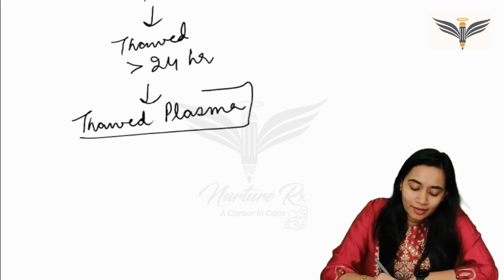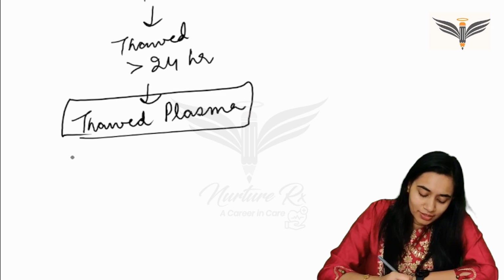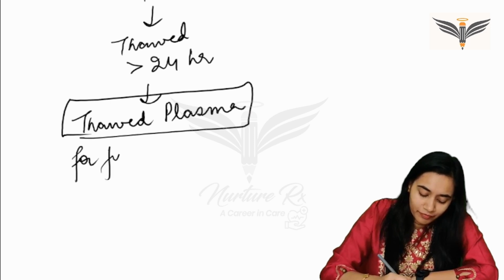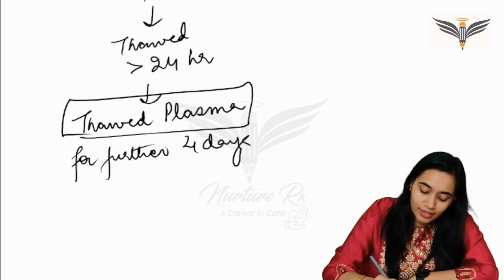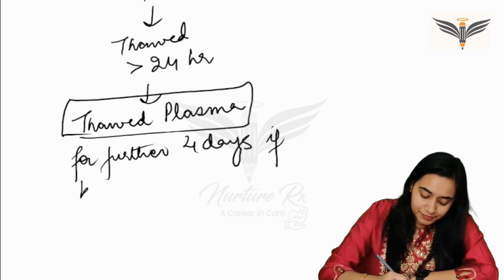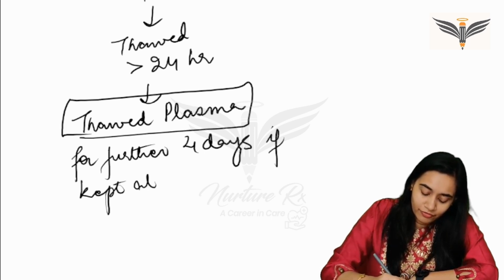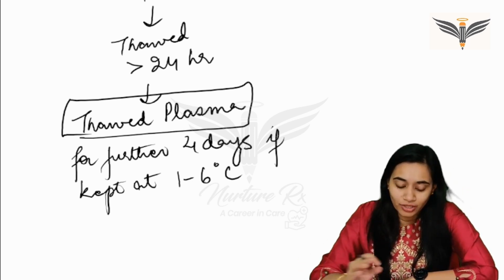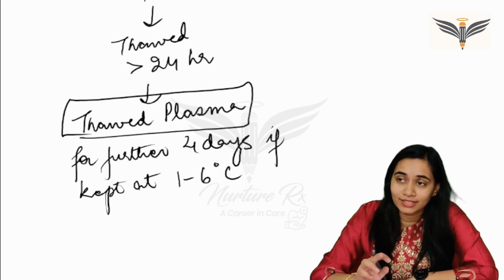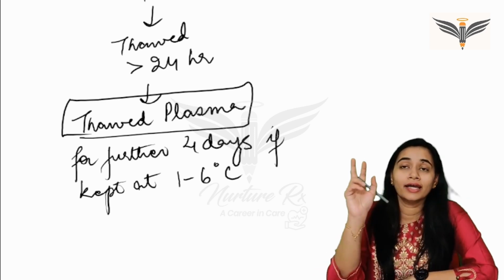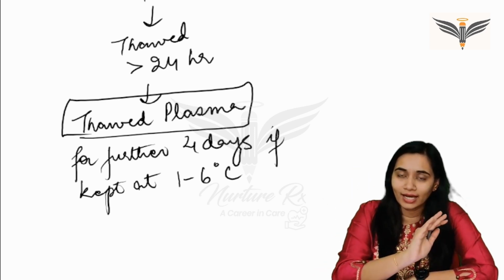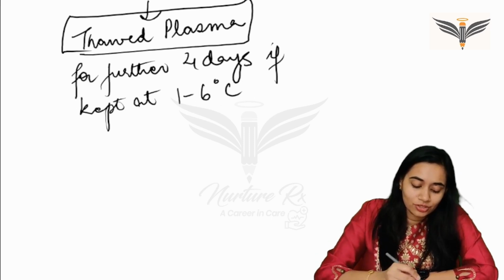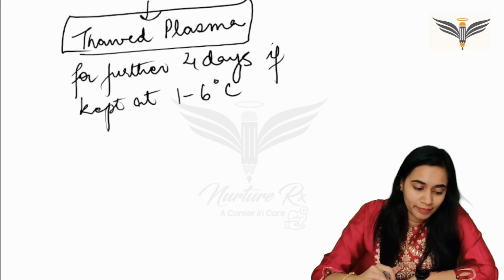Thawed plasma can be kept for a further 4 days if kept at 1 to 6 degrees centigrade. It can be used for an additional 4 days if kept at 1 to 6 degrees centigrade. It has not to be frozen again, right? So this will be your thawed plasma.